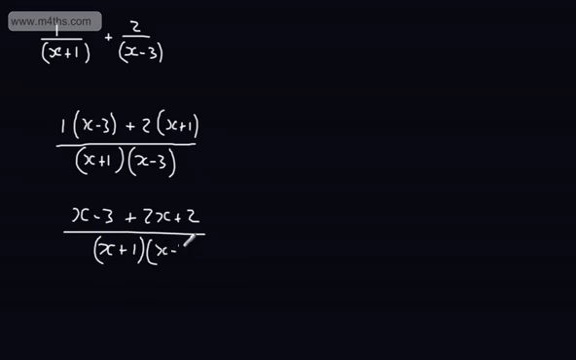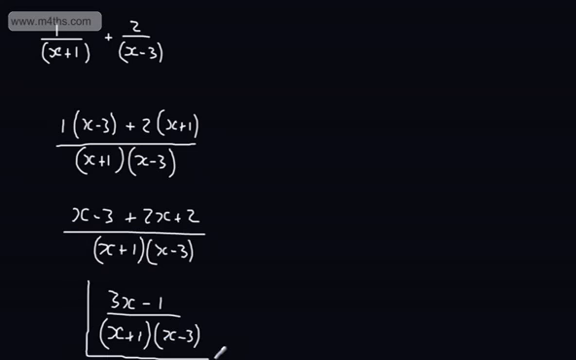We're not going to expand them just in case something cancels off later on. So x plus 2x is 3x. We've got minus 3 plus 2, which is minus 1, over these two linear factors. So this now is a single fraction in its simplest form, and that is the terminology that will be used in most questions. Express now 1 over x plus 1 plus 2 over x minus 3 as a single fraction in its simplest form. Let's look at another example.